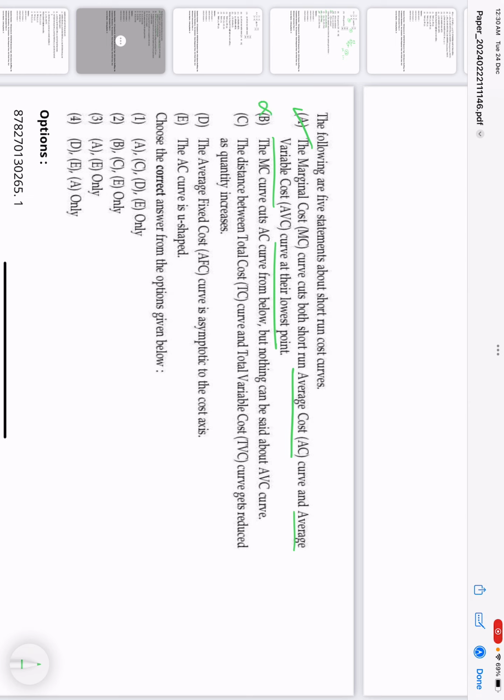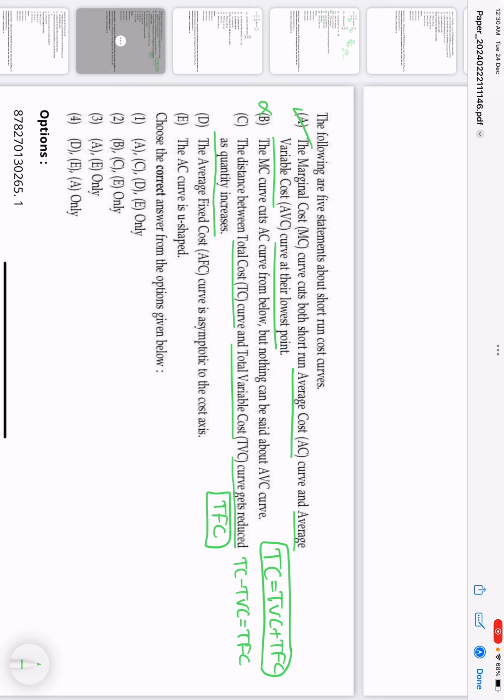The distance between total cost curve and total variable cost gets reduced as quantity increases. No, because total cost equals total variable cost plus total fixed cost. And this distance, TC minus TVC, is TFC, which is always fixed. It is the case that the distance between average cost and average variable cost gets reduced. So this is also false.